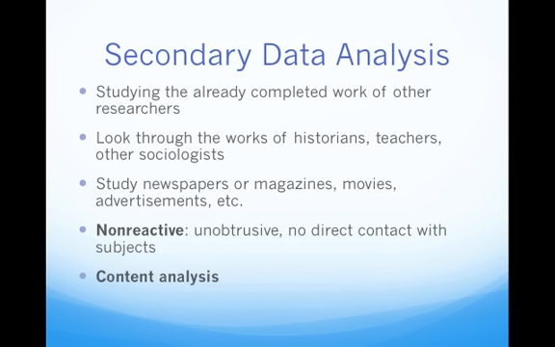Then last but not least, you can also perform some secondary data analysis. And what makes it secondary is that you didn't collect the data, you are just analyzing it. So this can be pre-existing work from other sociologists or historians or teachers. You can look at census data and try to interpret it in a unique way. Or you can also look at cultural products and do analysis of those, like newspapers, magazines, movies, ads, etc. And one popular one would be looking at magazines and the advertisements and seeing what kinds of advertisements are in certain magazines.